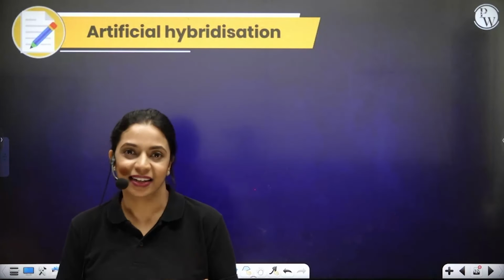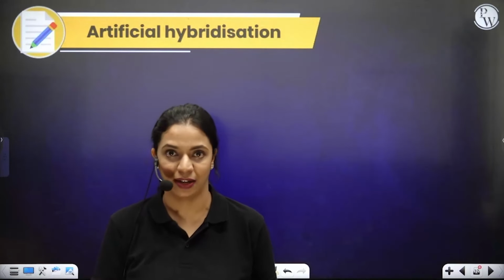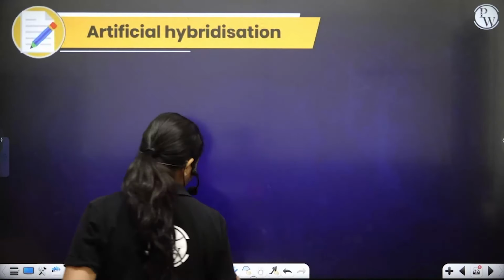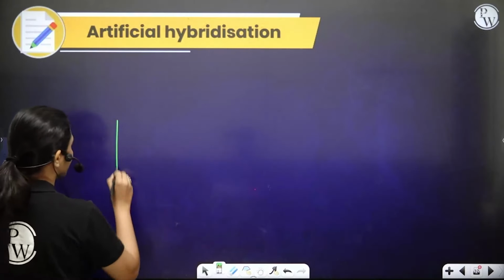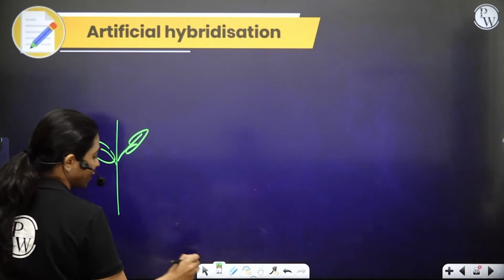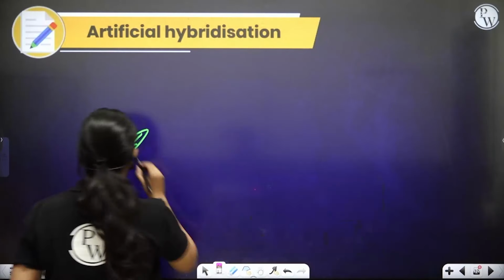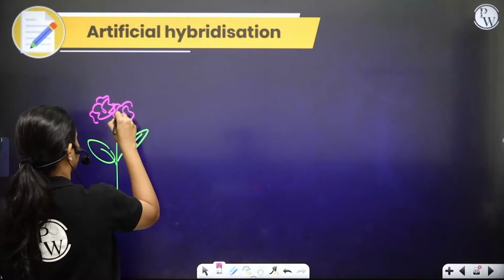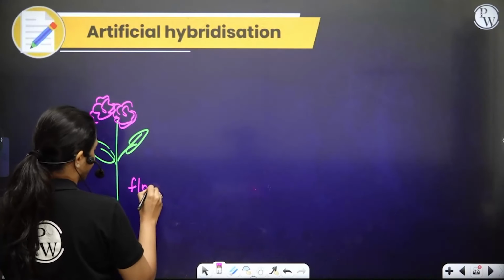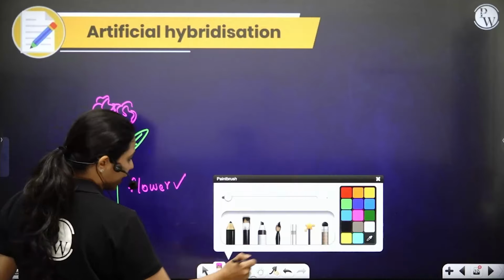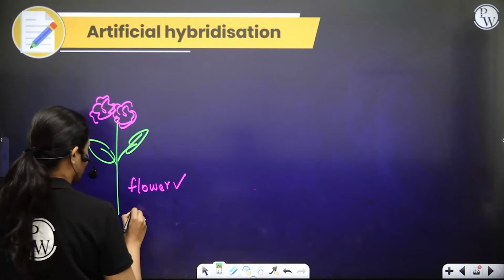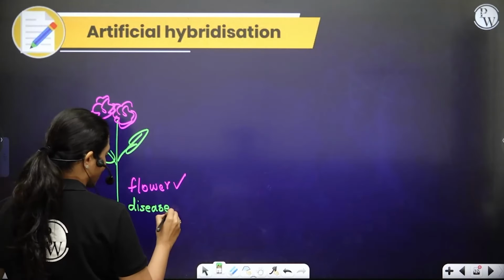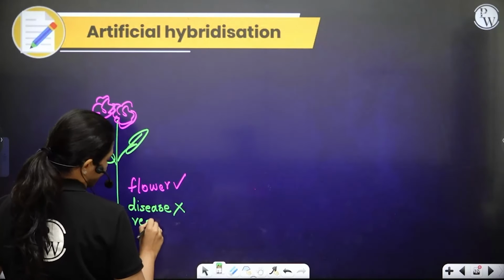You know how in agriculture you want specific combinations of characters, right? For example, let's say there is a plant that produces beautiful colored flowers. This plant produces flowers that are very beautiful, pretty to look at, large in size, nice colored. Over here the flower quality is great, but there is no disease resistance. So this variety of plant is prone to diseases. It is not disease resistant.